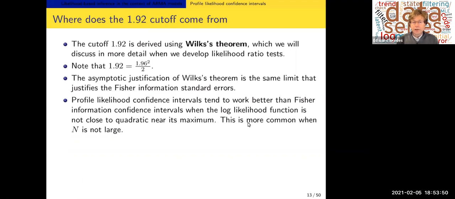But it turns out that profile likelihood confidence intervals tend to work better than Fisher information confidence intervals when the log likelihood function is not close to quadratic near its maximum. This is more common when n is not large, and it's more common when the likelihood surface has some weird behavior. And it turns out that the likelihood surface for ARMA models can have some weird behavior, which is one reason why profile likelihood is useful in the context of time series models.